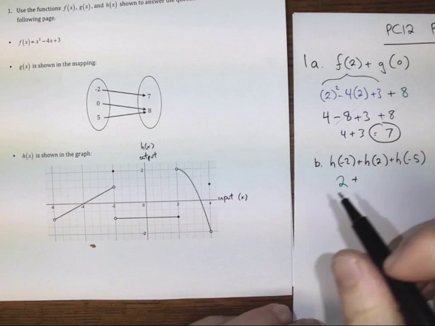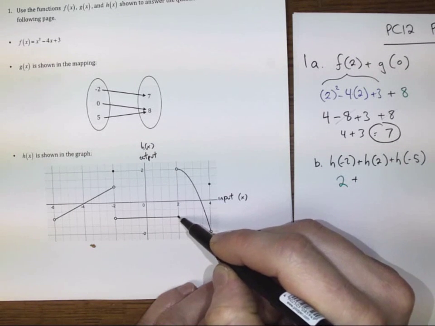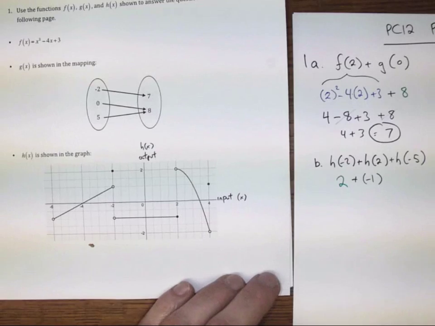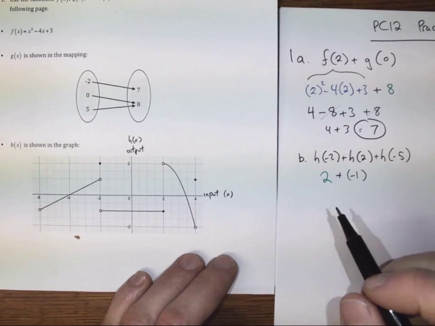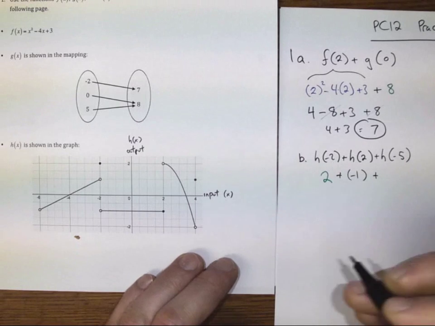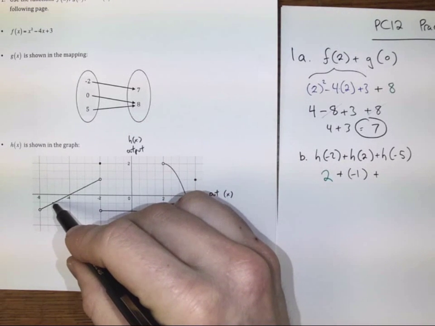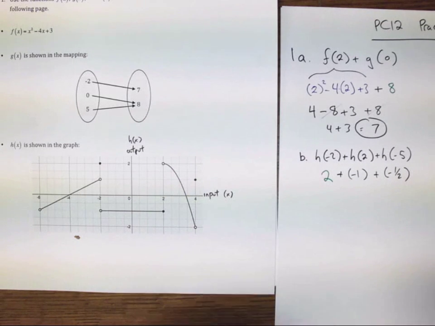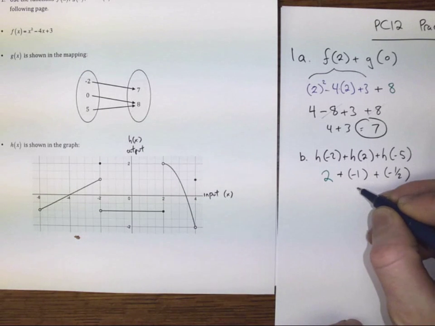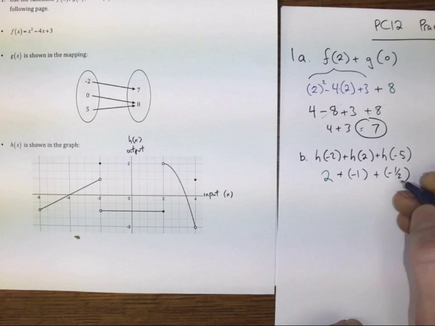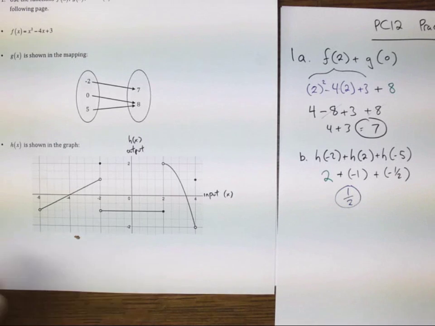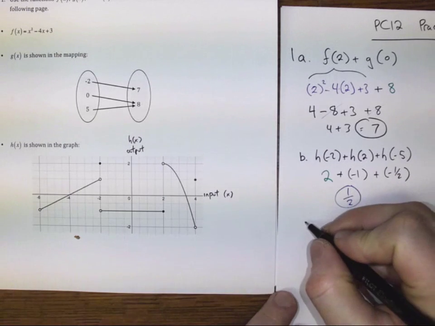We're going to add to that h of 2, so my input of 2, I'm going to trace that down, and I find I've got negative 1 here. I'm going to put that in brackets. And lastly, h of negative 5. So I'm going to add to that. My negative 5 input comes down. It looks like it's negative 1/2. So it'll be negative half, like that. All right, then we're going to just group all those numbers together. 2 plus negative 1, 2 minus 1 is 1. And then plus another negative half should give us 1/2.